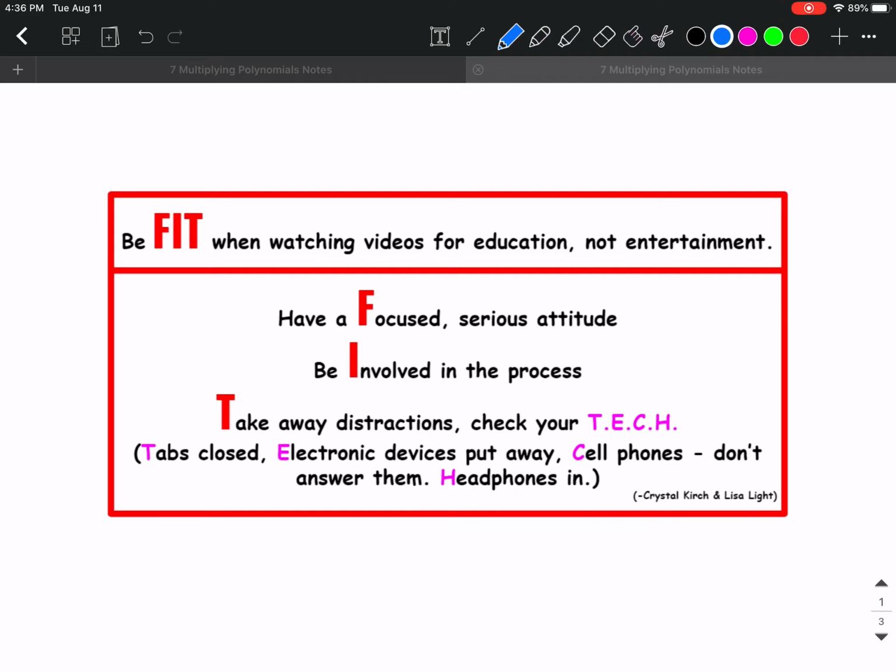So before we get started, make sure you have your notes ready, that you're fit, and that you have checked your tech. Okay, everybody ready?